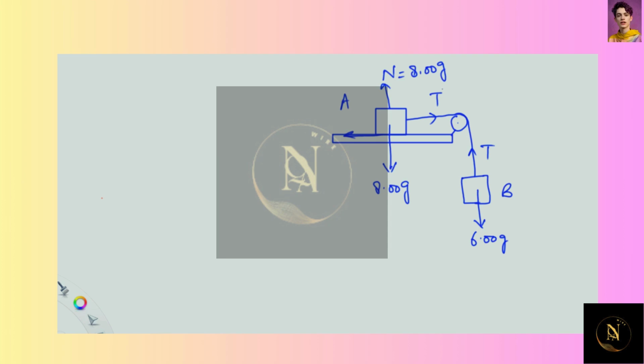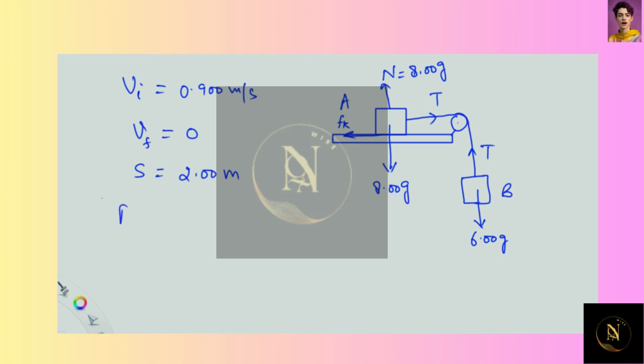As block A will be moving towards the right, the force of kinetic friction will be acting towards the left. Initial speed of both of the blocks is 0.900 meter per second, and finally the system comes to rest, so Vf will become 0 after covering a distance of 2.00 meter.